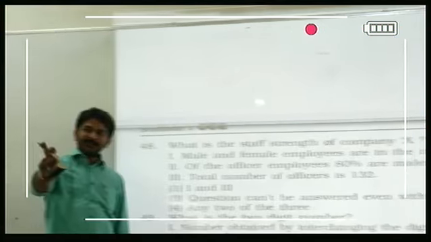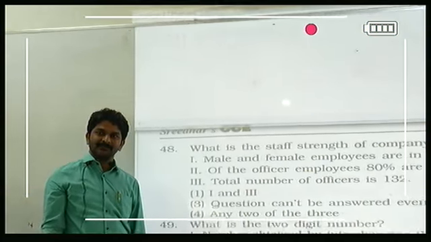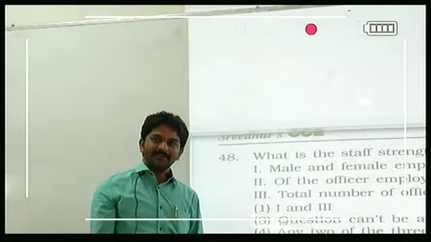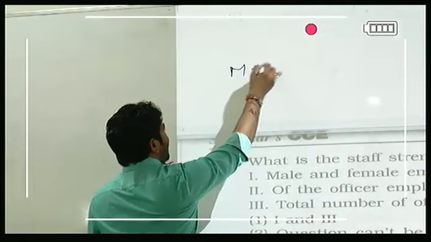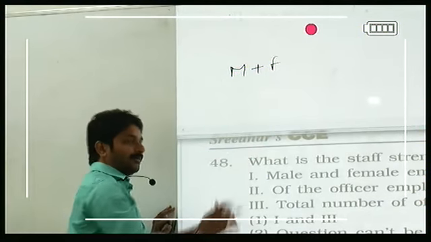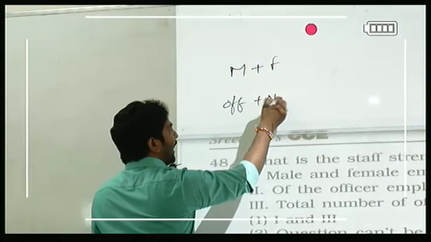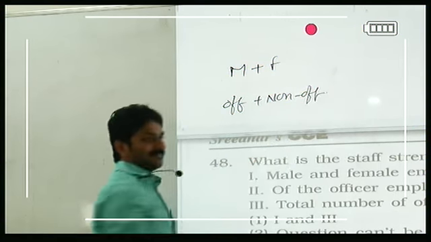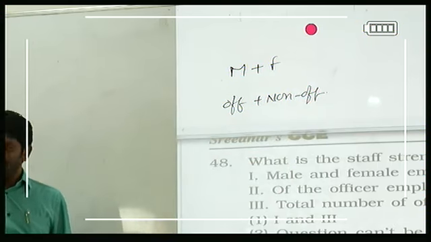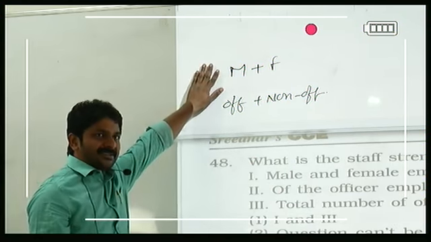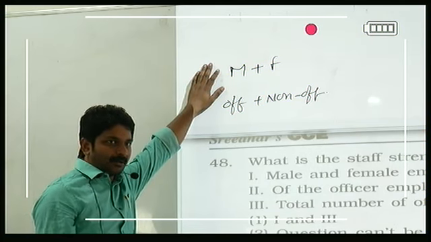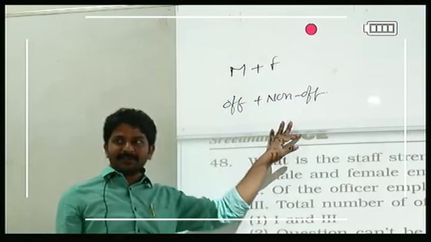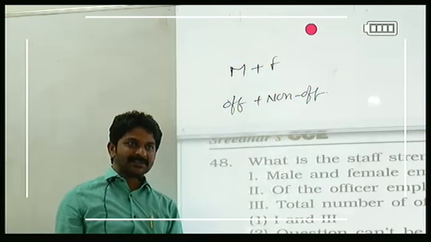Do you have any information about non-officers? See, the total staff in an organization will be equal to male plus female, or officers plus non-officers. If you want to categorize, you must categorize like this. Either male plus female, add everything and you'll get the total population, or officers plus non-officers. Add these two and you'll get the total staff.